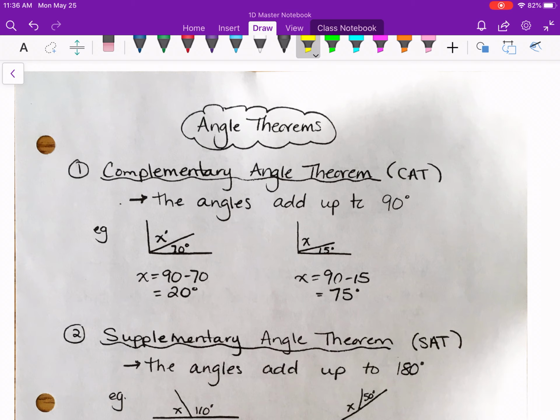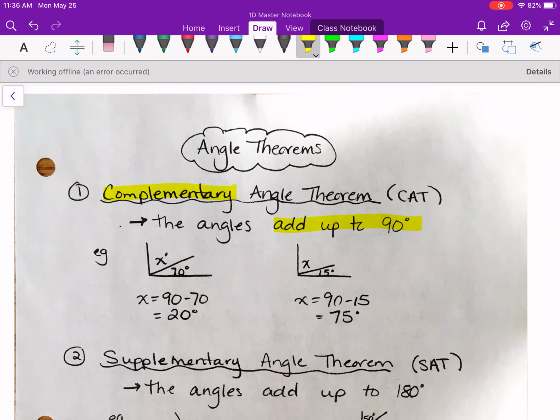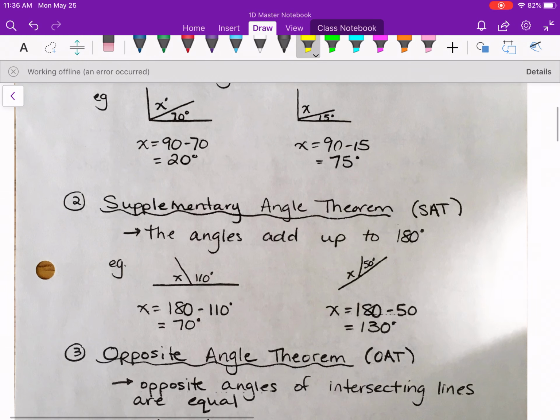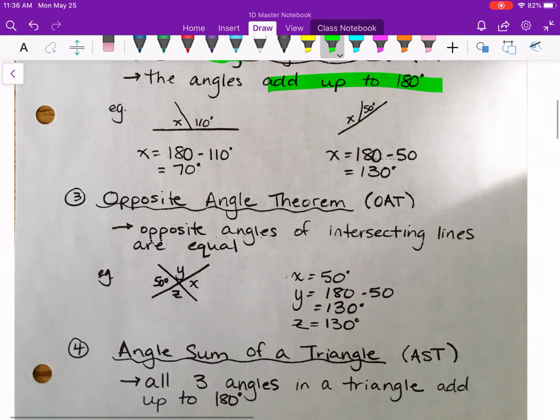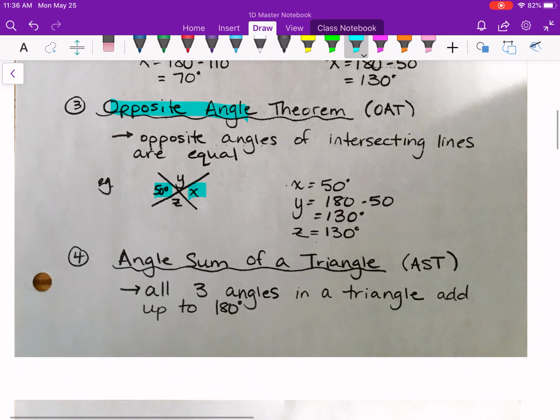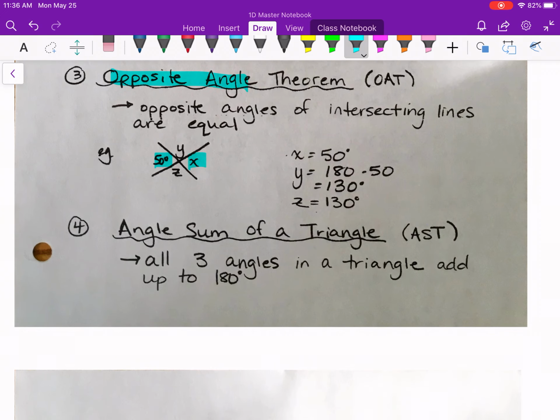We saw what a complementary angle was, adds up to 90. We saw what a supplementary angle was, it adds up to 180. We saw what opposite angles were. Opposite angles are equal to each other, so ones that are across from each other. We saw the angle sum theorem, which says that triangles always add up to 180.